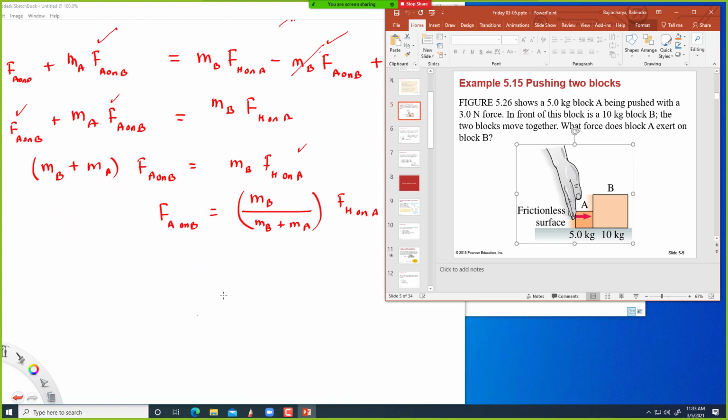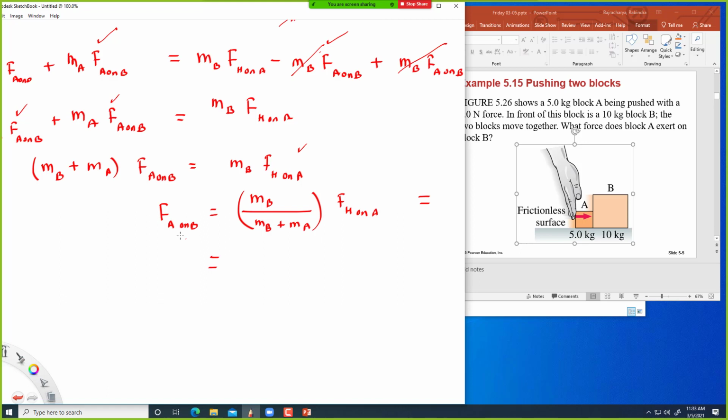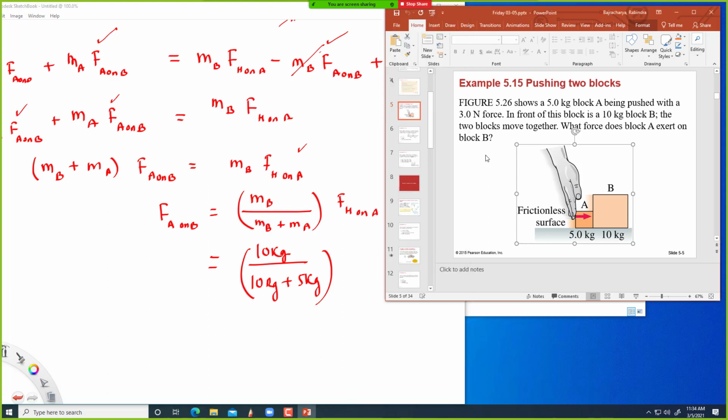So we are given MB and MA. All these things are given, and then we are also given the force of hand on A, which is 3 Newton. So we have everything on the right. With that we can find F of A on B. Mass of B, MB, is 10. MA is 5, and force of hand on A is 3 Newton.